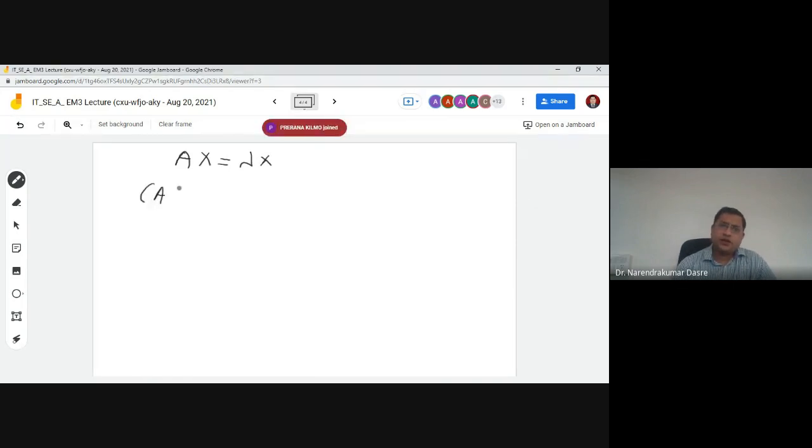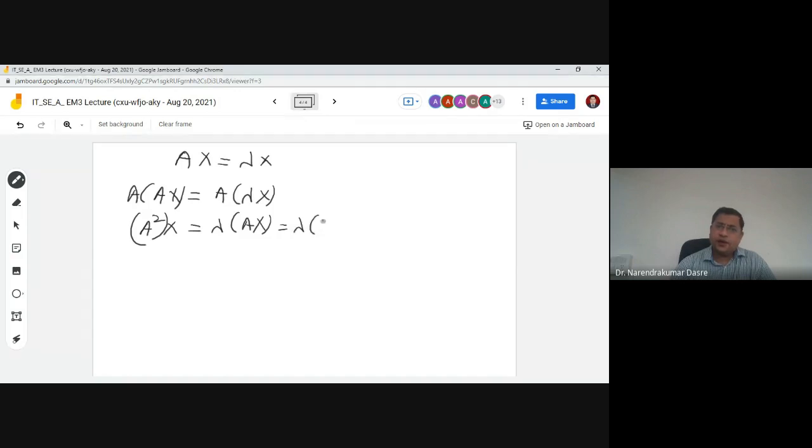Let us multiply this Ax by A. So we can multiply this, and then this will be A square operated on x, and this will be lambda, a scalar, times Ax. But what is Ax? Ax is again lambda x, no? So what we got here? We got lambda square x. So I got A square x is nothing but lambda square x.